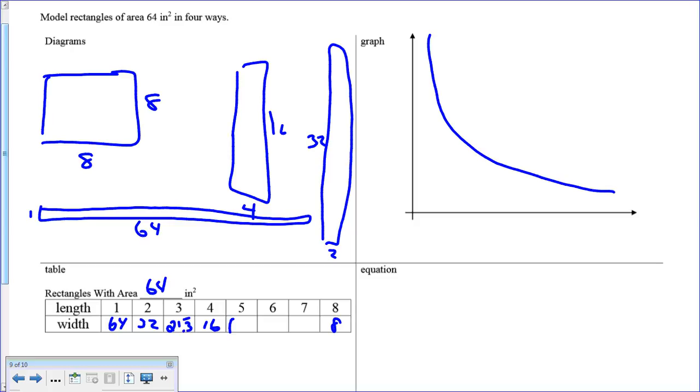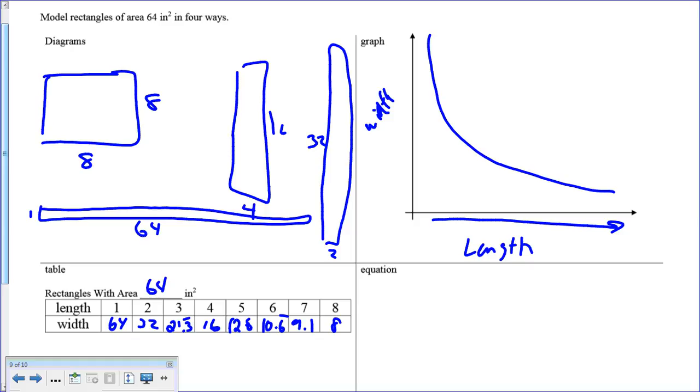21.3. We had 12.8. And we use these tables to help graph our line. So again, as our length increased, what happened to our width? What do you see the line do? It decreases. It goes down, right? And these points get smaller.